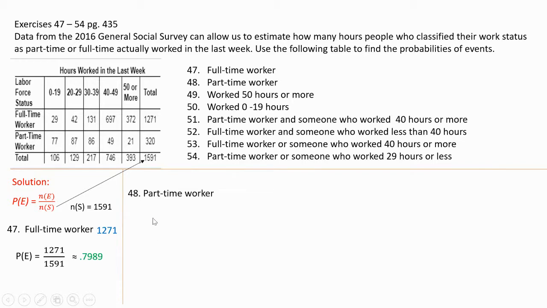Now, number 48, a part-time worker. So part-time worker is 320, these are my part-time workers. So we go here, the total will be 320. So 320 over the sample space, which is 1591. And again, you put it in the calculator, guys, and the probability is approximately 0.2011.